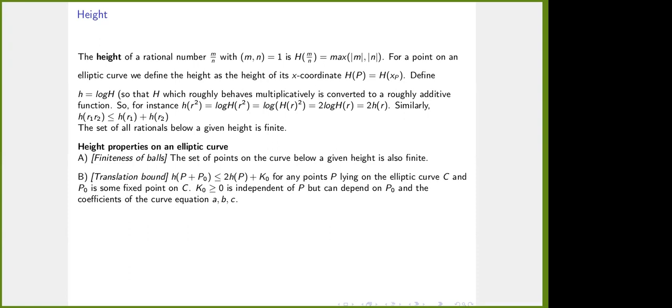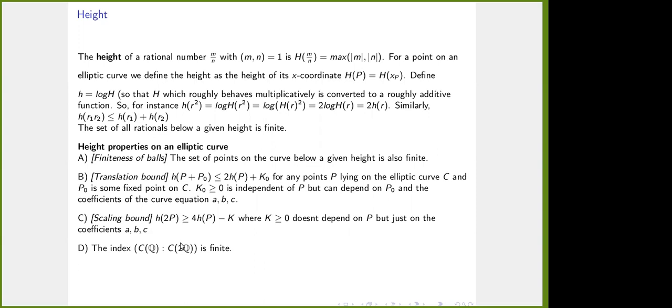Okay, so now we would like to prove a translation bound. P0 is some fixed point on the elliptic curve, a fixed rational point. And we want to show that h of P plus P0 is less than or equal to 2 times the height of P plus some constant. So translating by some fixed point P0 will at most increase the height by a factor of 2 and some constant. The third thing that we would like to do is, we've done translations here, we want to scale. So if we scale the point by 2, the height increases by 4, up to a constant.